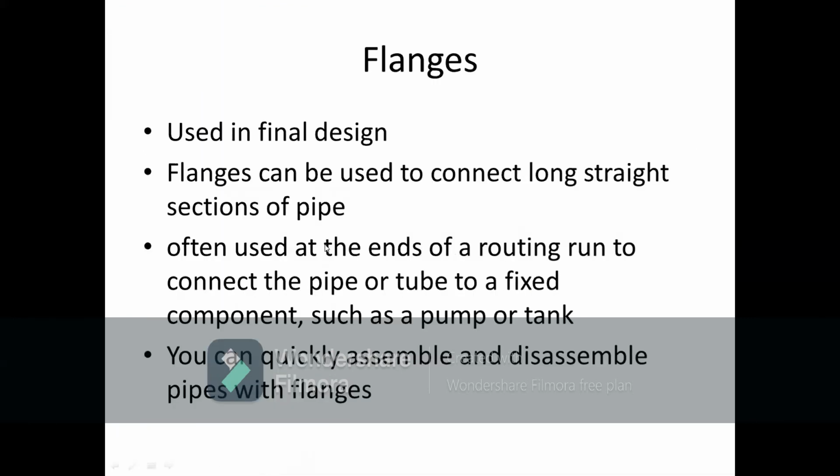Lastly, will be flanges, and flanges were actually used in the final design. Flanges can be used to connect long straight sections of the pipe, and they are often used at the ends of routing to connect pipe or tube to fixed components such as a pump or tank. Flanges enable you to quickly assemble or disassemble pipes, and this was key for us as we wanted to make it easier to transport the pipe and to install it. As well as maybe perhaps needing to change it, flanges will help in this.